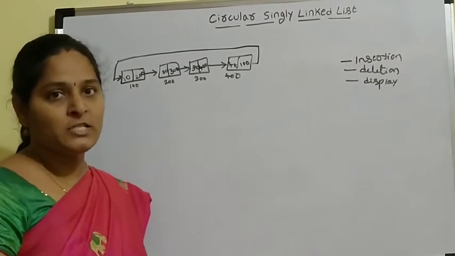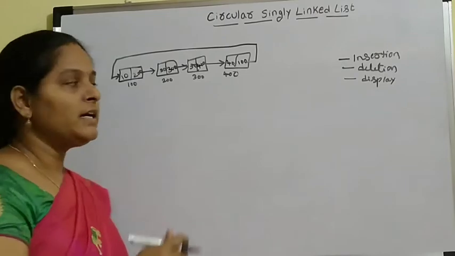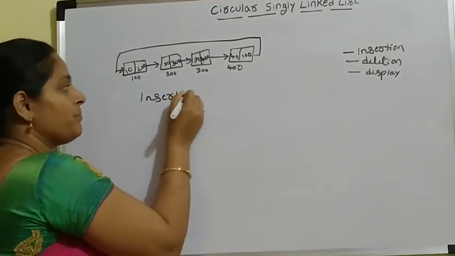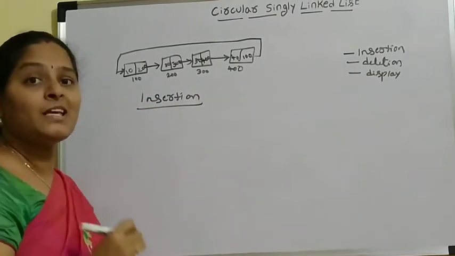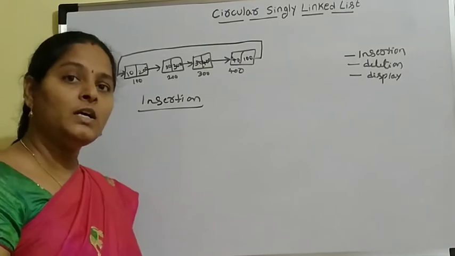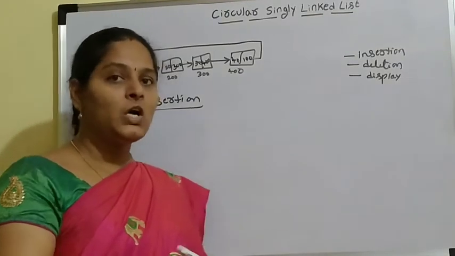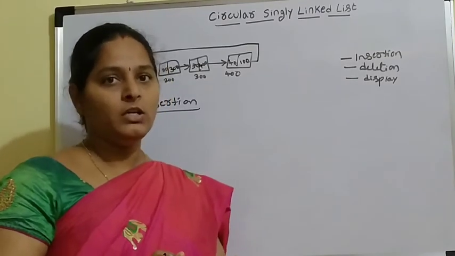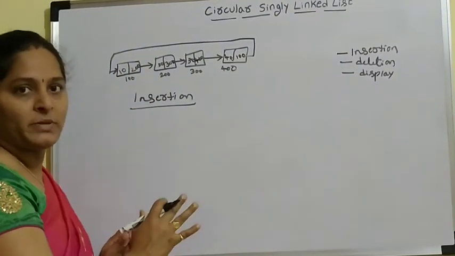Let us see the operations performed on circular single linked list. First, we will see the insertion operation. Insertion operation means inserting a node in a circular linked list. You can insert a node in the beginning position of the list, at the end position of the list, or in the middle position. So now we will see the insertion operation.